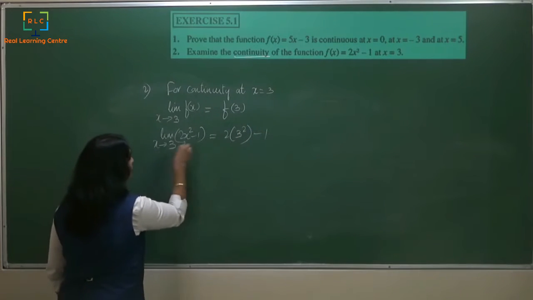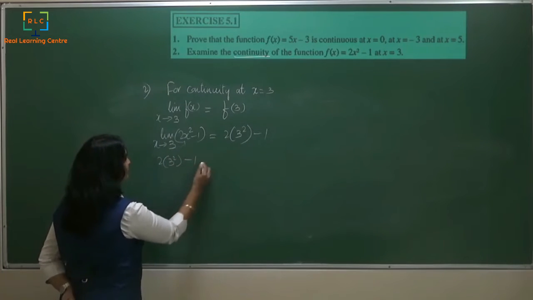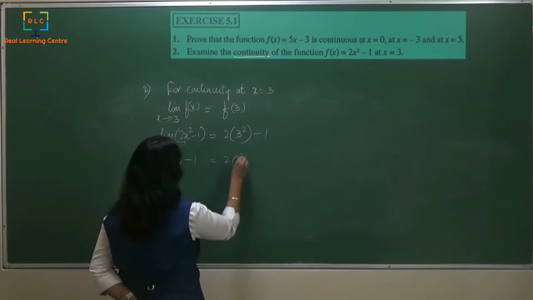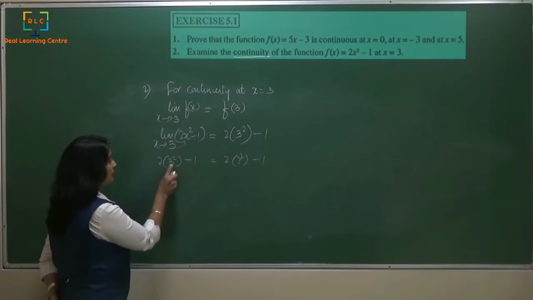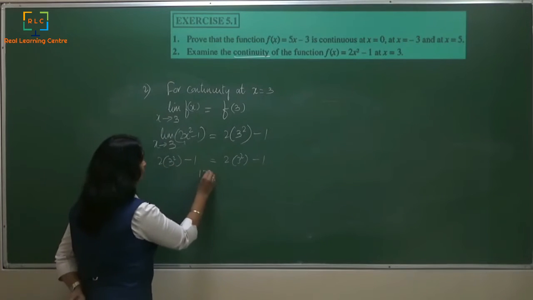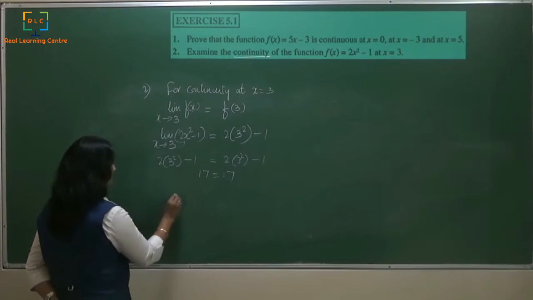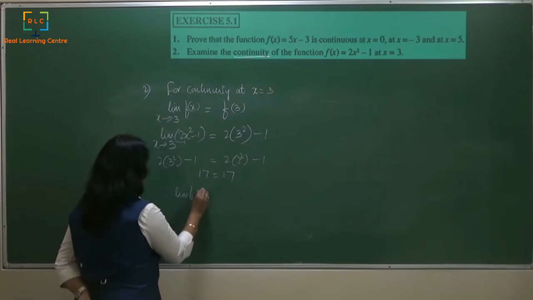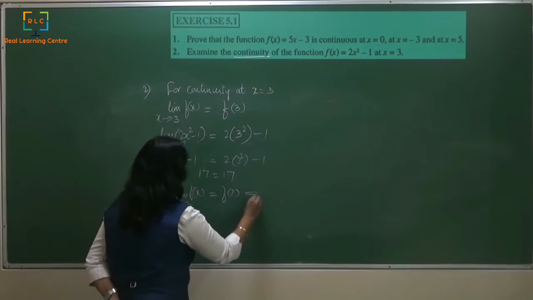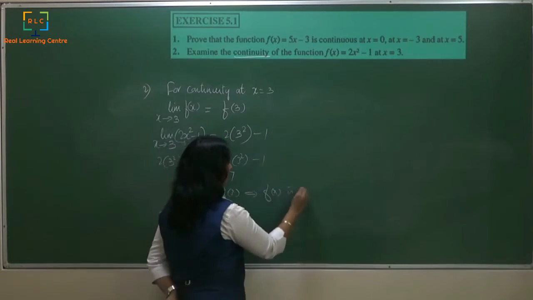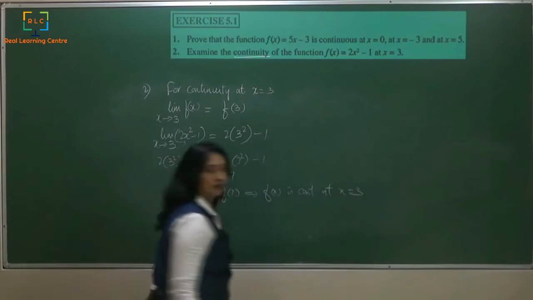Again here what should I do? I should plug in x is equal to 3. So, I have 2 into 3 square minus 1 is equal to 2 into 3 square minus 1, which are the same. So, 3 square is 9, 9 2s are 18, 18 minus 1 is 17, equal to 17. So, we will say since limit of f of x as x tends to 3 is equal to f of 3, this implies f of x is continuous at x equal to 3.